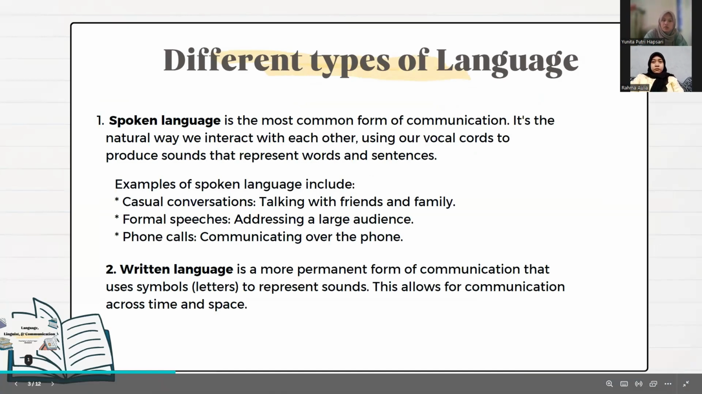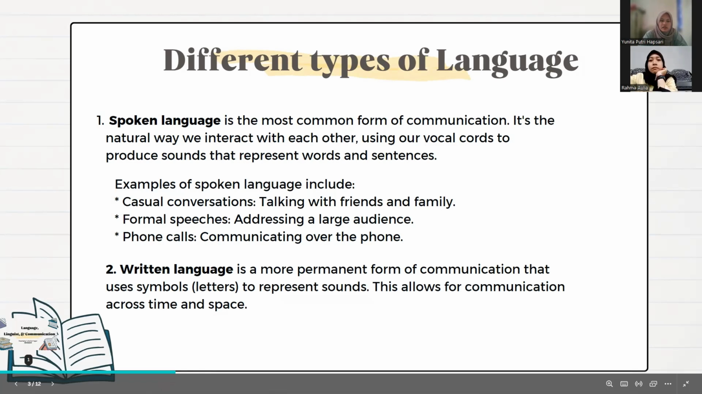It is the natural way we interact with each other, using our vocal cords to produce sounds that represent words and sentences. Examples of spoken language include casual conversation, talking with friends and family, formal speeches, addressing a large audience, phone calls, communicating over the phone.